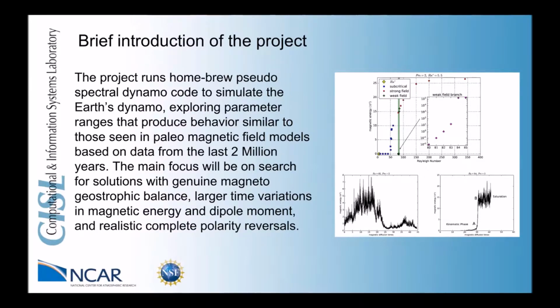So first is the brief introduction of the project. This project runs a homebrew pseudo-spectral dynamo code to simulate the Earth's dynamo, exploring parameter ranges that produce behavior similar to those seen in the paleomagnetic field models based on the data from the last 2 million years. The main focus will be on the search for solutions with generic magneto-geostrophic balance, large time variations in magnetic energies and dipole moments, and realistic complete polarity reversals.